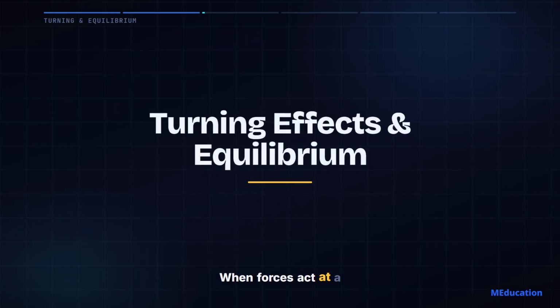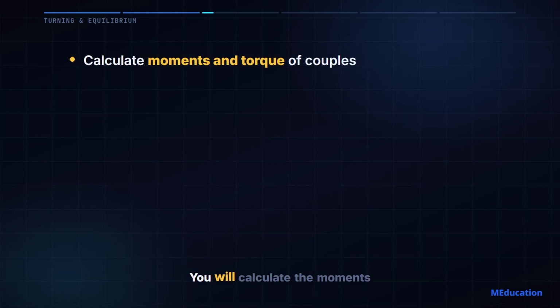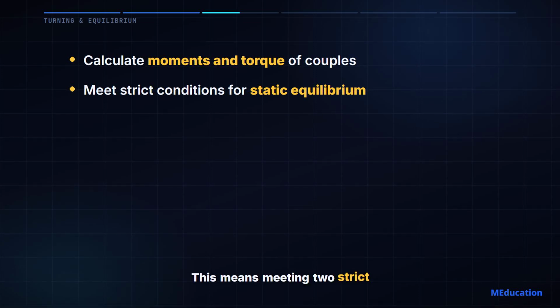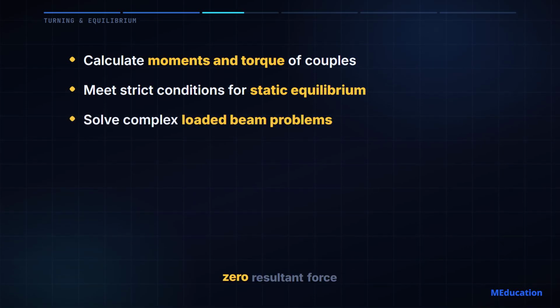When forces act at a distance from a pivot, they cause rotation. You will calculate the moments of single forces and the torque of couples. More importantly, you will apply the principle of moments to prove absolute static equilibrium. This means meeting two strict independent conditions: zero resultant force and zero resultant moment.